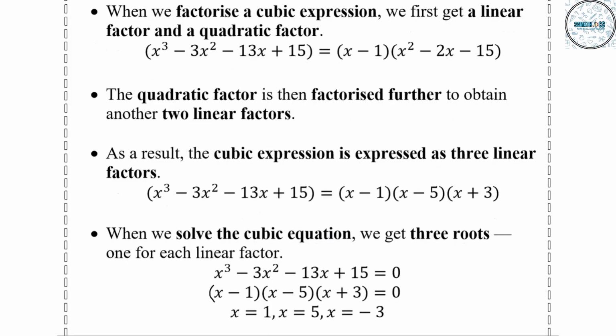When we solve the cubic equation, we get three roots, one for each linear factor. If we have the cubic equation x cubed minus 3x squared minus 13x plus 15 is equal to 0, then first we have to factorize this cubic expression. Once we get the factors, we will equate each factor to 0 to find the values of x. In this lesson, we learned how to factorize cubic expressions completely once one factor is known, and how to use that to find all roots. In the next lesson, we will move on to the remainder theorem, another useful technique for evaluating polynomials.